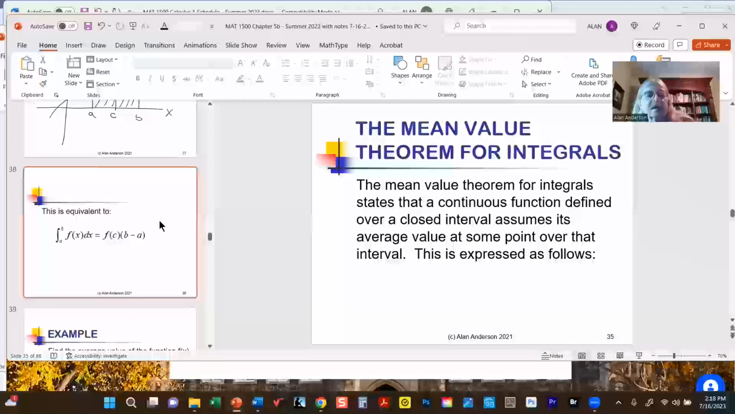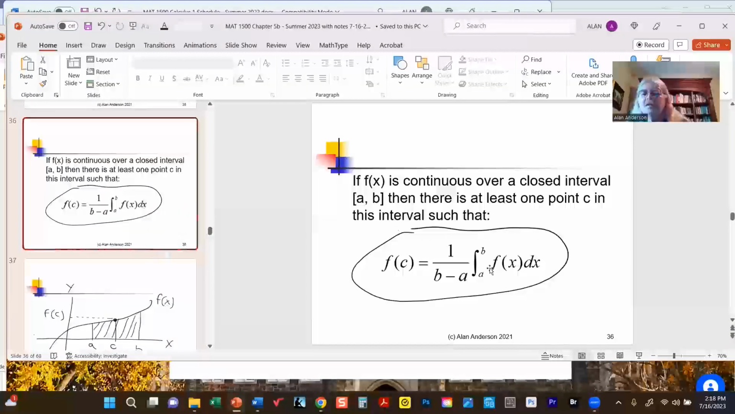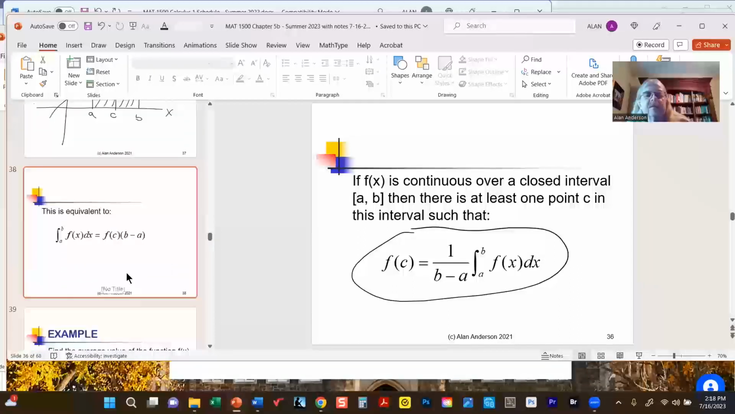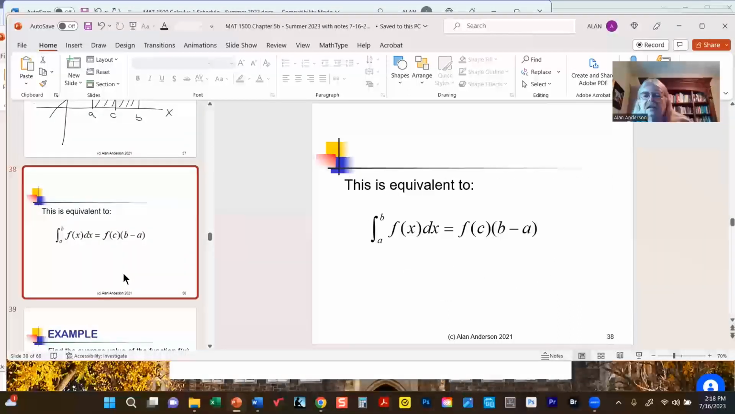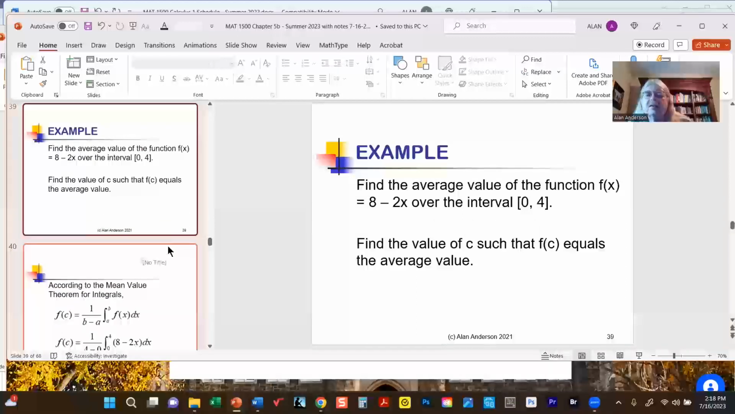And the consequence of that is that because f of C equals the definite integral from A to B times 1 over B minus A, we could rearrange that algebraically, and we end up with this result. And so now we can use this to calculate average values. For example, what if we have the function f of x equals 8 minus 2x over the interval 0, 4? Let's find the value C such that f of C equals that average value.